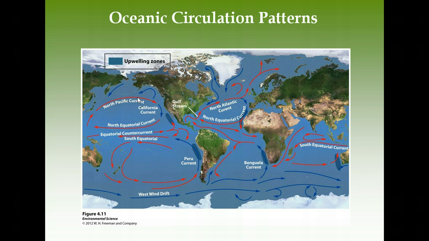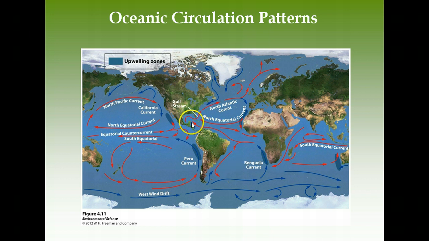Notice that generally, not always, but generally on west coasts, there are cold currents. So your California current is a cold current, hence why not a whole lot of people like to go swimming off the coast of California. It is cold. Whereas the east coasts have warm currents. So here is our Gulf Stream, and that makes the Gulf of Mexico and up the eastern seaboard warm. And so that's where more people are going to swim, and in the Caribbean as well.